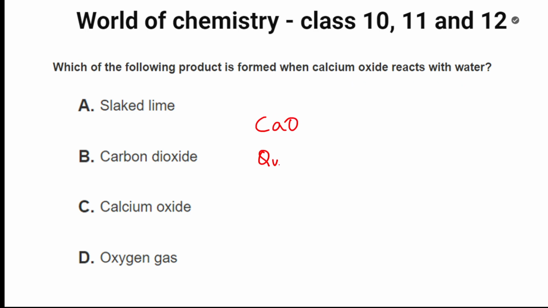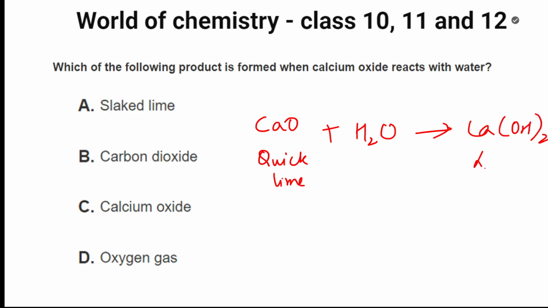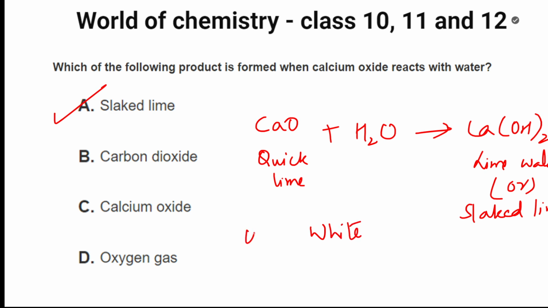Calcium oxide, what is this? It is called quicklime. What is it reacting with? It is reacting with water. What is it forming? Calcium hydroxide. What is this called? Lime water, or it is called slaked lime. Now what is this called? Slaked lime. The answer is slaked lime. Done. Perfect. What is this reaction called? It is not called whitewash reaction, but it is used for whitewash reaction. Correct? Done. Superb.